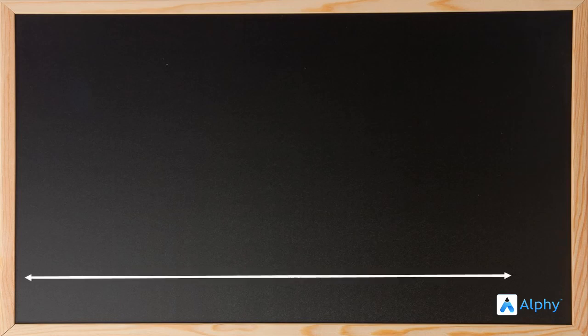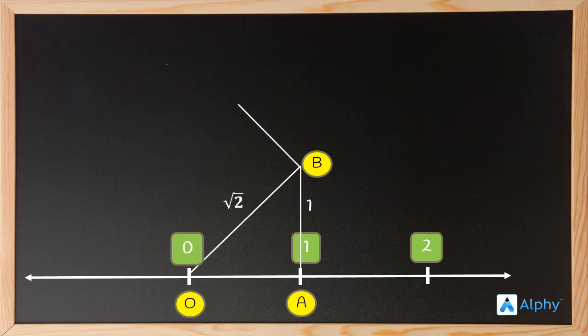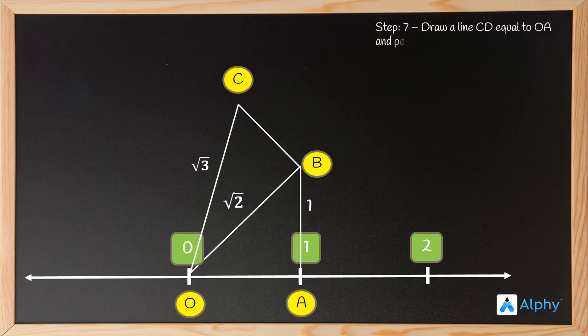So let's go to the next step. Till now we drew a number line. Again, a quick revision. We drew OA equals 1 unit, then a perpendicular AB of the same length. We obtained root 2 from triangle OAB. Then BC, again of 1 unit. The length of OC was root 3. So now moving to the next step. The next step says draw a line CD equal to OA and perpendicular to OC. So again, to the line OC, draw a perpendicular and name it CD. The length of this perpendicular is again 1 unit.